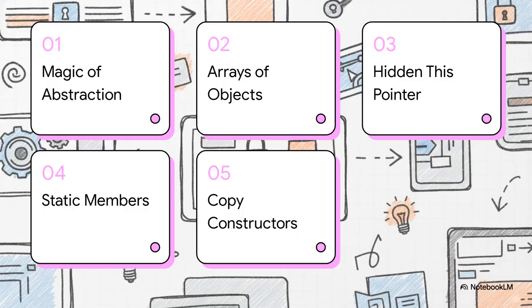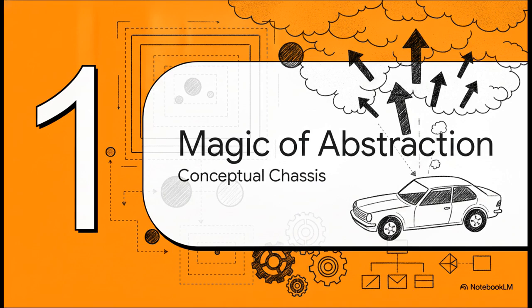So here's our roadmap for today. 1. The magic of abstraction. 2. Arrays of objects. 3. The hidden this pointer. 4. Static members. And finally, number 5, copy constructors. Starting off with section 1, the magic of abstraction, building the conceptual chassis.